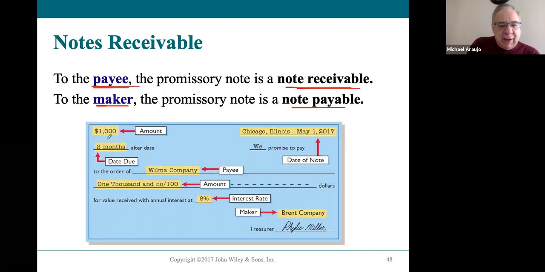So here you have $1,000 made on May the 1st, 2017 for 2 months. So when it's in months, it's simply you count May 1st, June 1st, July 1st. That's when it's due. Okay. What's due? The $1,000 is due plus interest. The interest is 8% annually. So we have to break this down into the 2 months because this 8% is for a full 12 months. And they're going to owe only 2 months of interest on this. Okay. And that's basically a note in a nutshell.